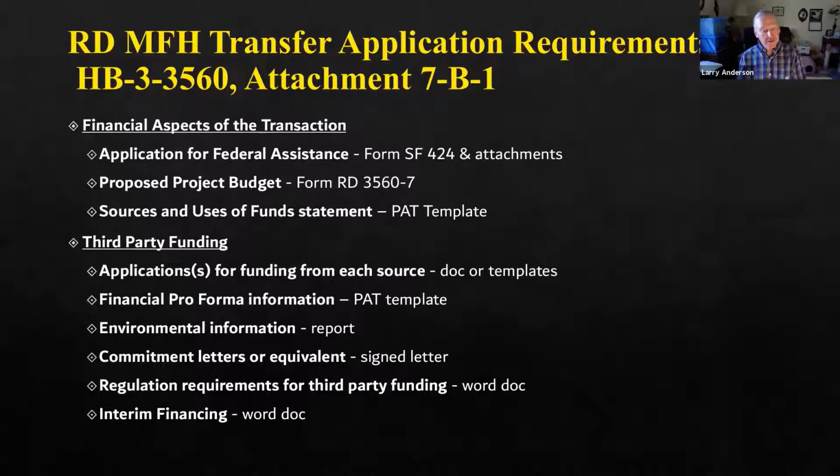And then this one you want to think about as well: regulation requirements for third-party funding. What RD really wants to know is, is there something about your third-party funding that's going to require you to operate in a manner that's not exactly like RD? And that could be your occupancy list. If you receive HOME funding, do you have restrictions on who the tenants can be? So that's what they're really looking for there. And then also on third-party funding, whatever your interim financing is going to be, your construction financing, that needs to be included as well.